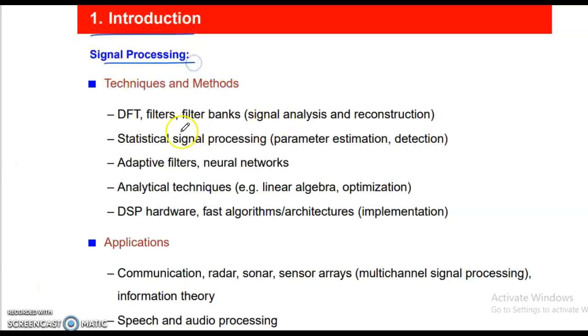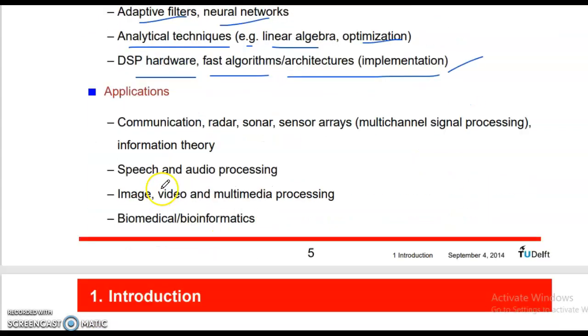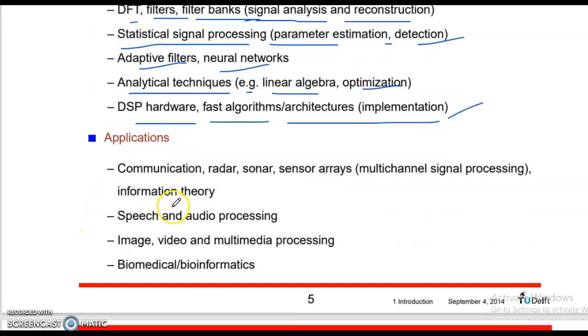Introduction. Signal processing techniques and methods: TFT, filters, filter banks, signal analysis and reconstruction, statistical signal processing, parameter estimation, detection, adaptive filters, neural networks, analytical techniques. For example, linear algebra, optimization, DSP hardware, fast algorithms, architectures, implementation, applications. These are the technical methods, and then the applications.